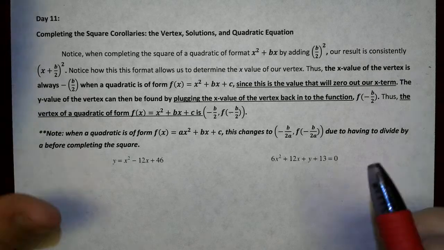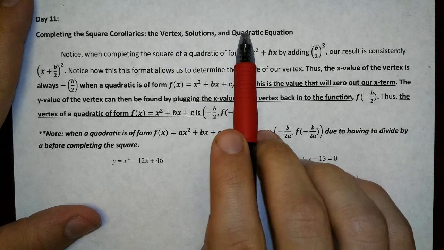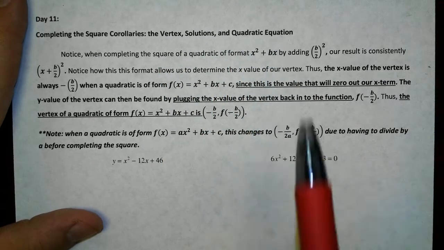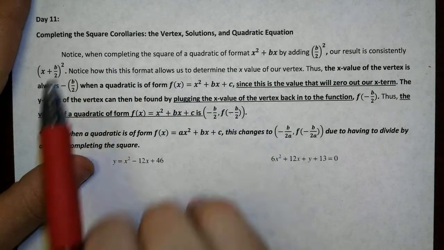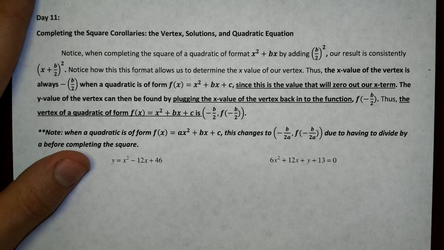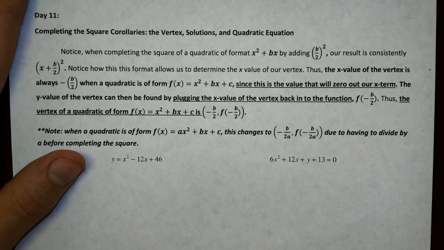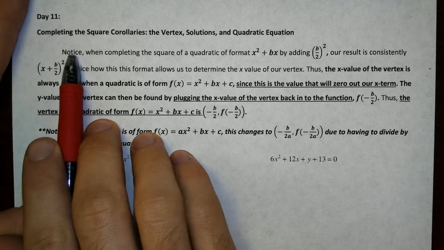The conclusions that are going to come from this are about the vertex, solutions, and the quadratic equation. Spoiler alert, the quadratic equation comes from completing the square. It's actually very magical, and if you can prove it, if you can go from standard form to the quadratic formula, you can earn yourself 20 Z-Bucks. Oh yeah! So let's go ahead and start talking about this.